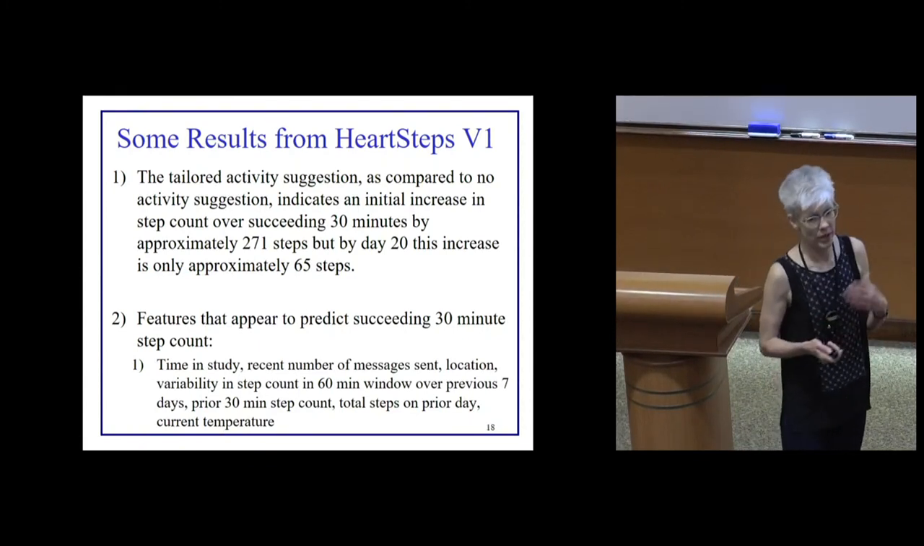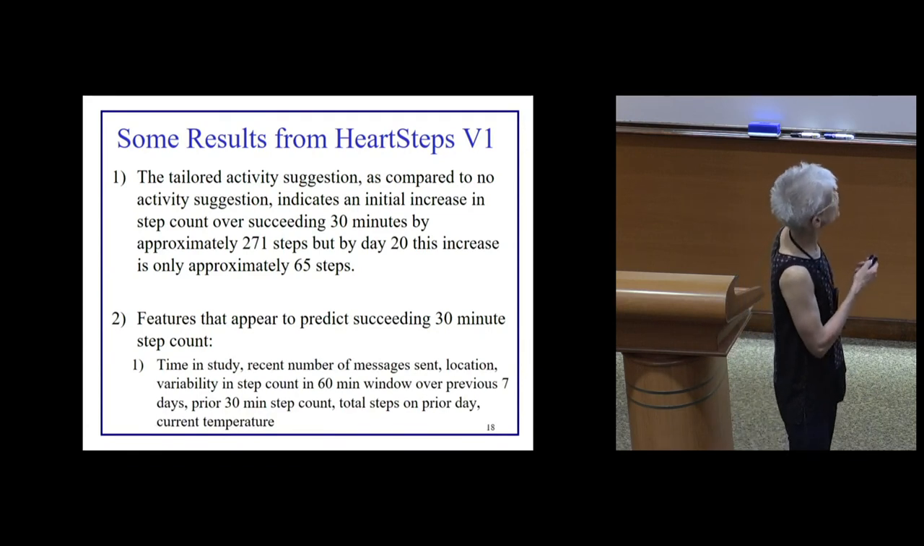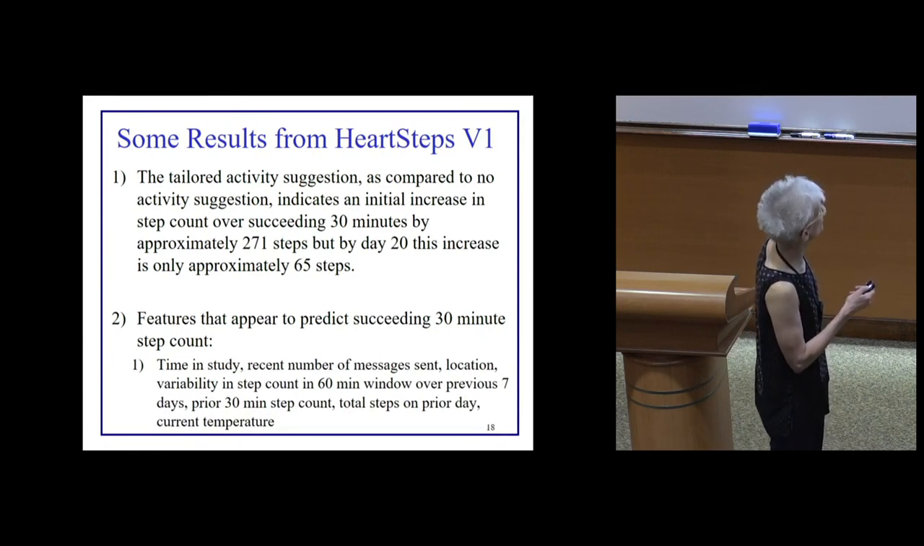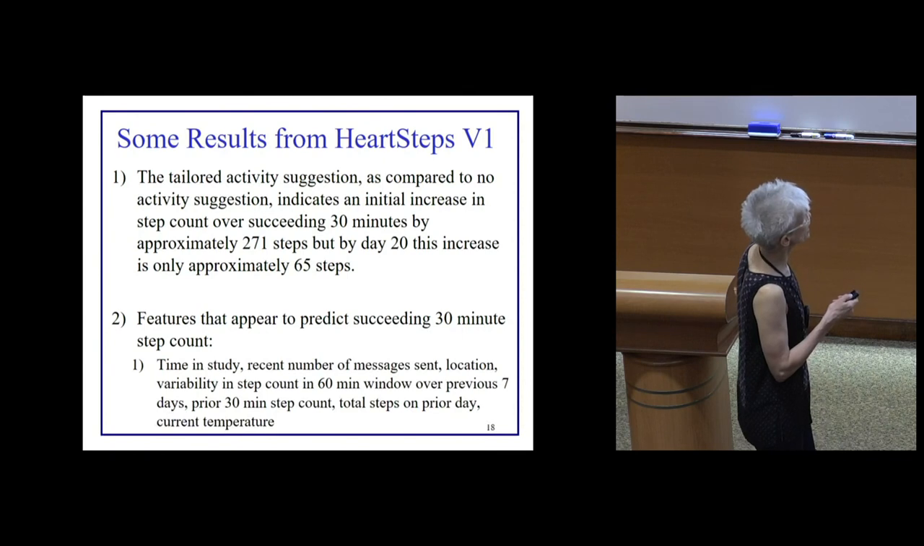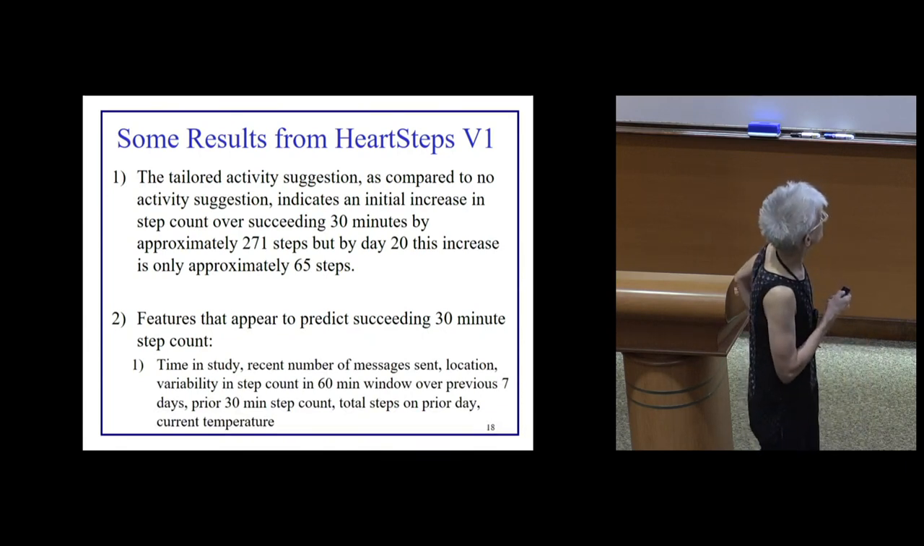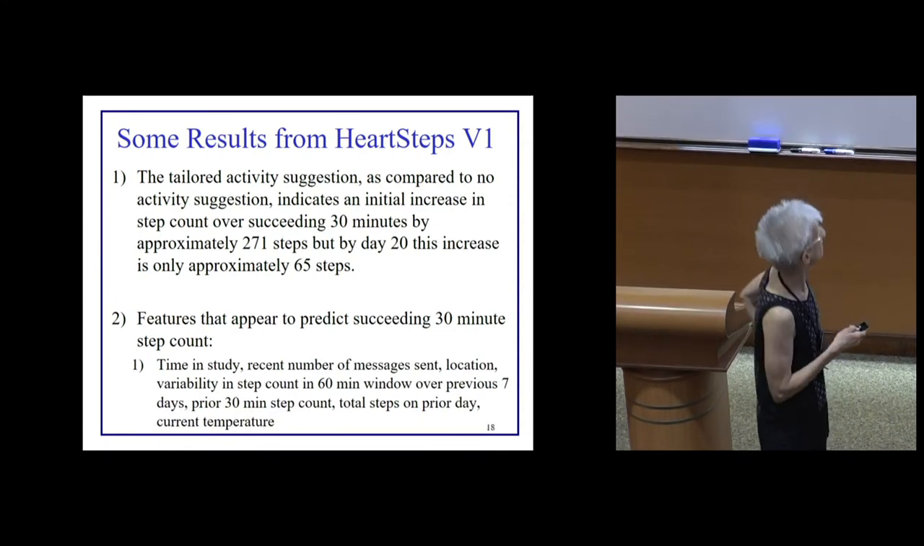And that's why we're going in the direction that we're talking about today. So I just wanted to give you some ideas. Some of the features that appear to be predictive of the subsequent 30-minute step count were how long you've been in the study, the recent number of messages you've been sent, so how burdensome it has been, have you been pinged a lot, your current location, which is quite interesting, how variable your step count was in the window around that decision point over the prior week, how active you were in the prior 30 minutes, how active you were on the prior day, and current temperature. These were some of the variables that were predictive of the 30-minute step count.